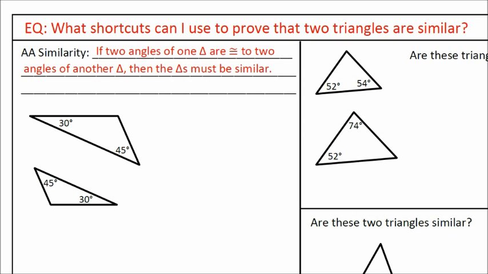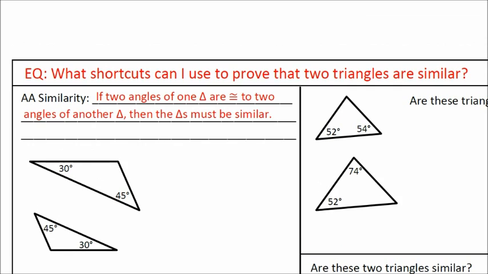Well, triangles, fortunately, have some shortcuts to them. There are ways that we can prove that two triangles are similar without having to check every single side and every single angle. And the first one we're looking at is what's called angle-angle similarity. So here's our theorem. If two angles of one triangle are congruent to two angles of another triangle, then the triangles must be similar.